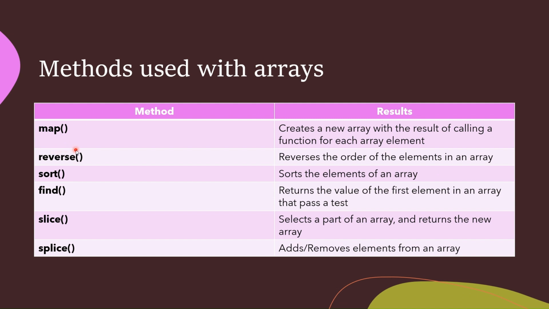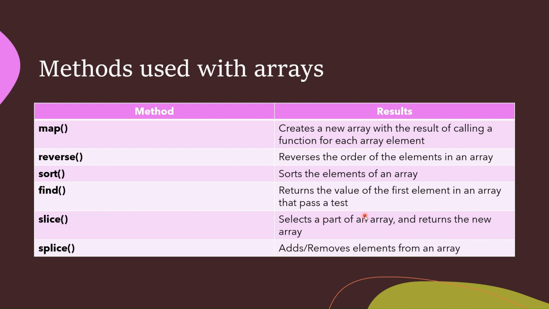Continuing with methods used with arrays, map creates a new array with the result of calling a function for each array element, which means it's kind of a loop through each element in the array and returns a new array. Reverse the order of the elements in an array. The sort method sorts the elements of an array.